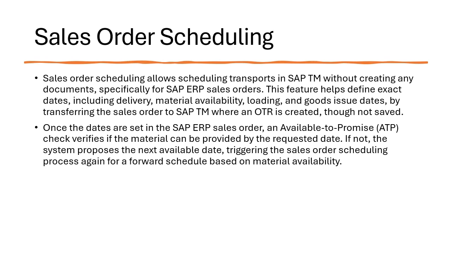So this allows for synchronization of transportation planning between SAP ERP and SAP TM. So when a sales order is created, material dates from material availability, loading, and goods issue are calculated and transferred to SAP TM, which schedules the transportation accordingly. So this real-time scheduling improves accuracy for planned delivery dates.